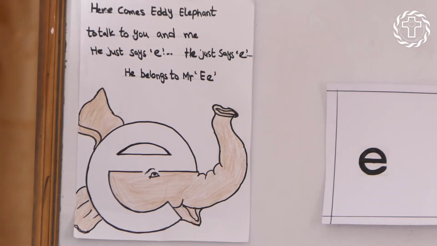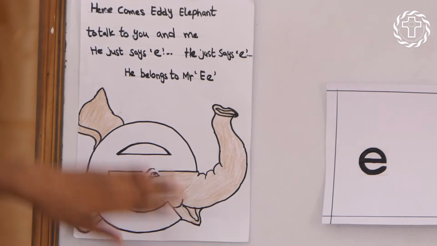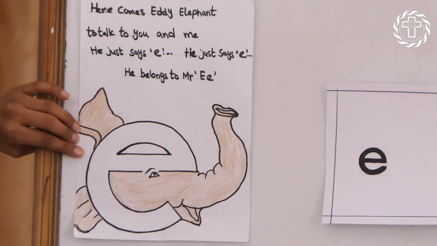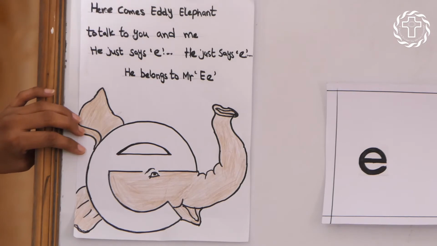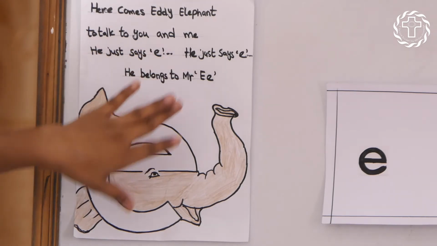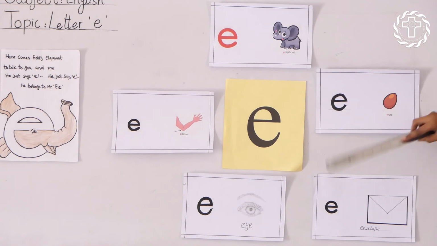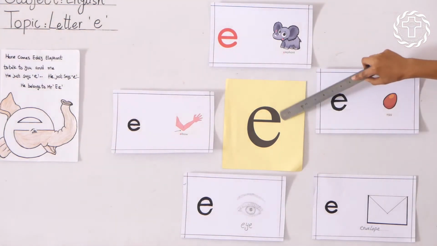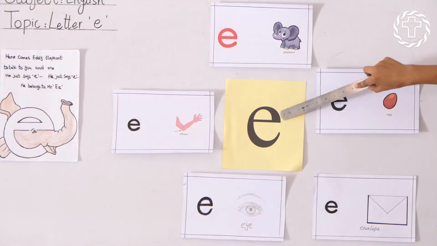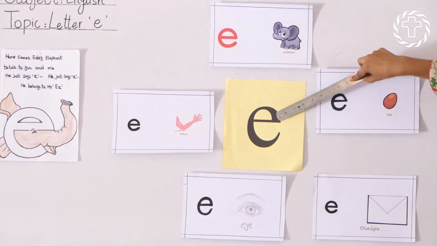Here comes a big elephant to talk to you and me. Here comes a big elephant, he talks to you and me. He just says he belongs to Mr. E.